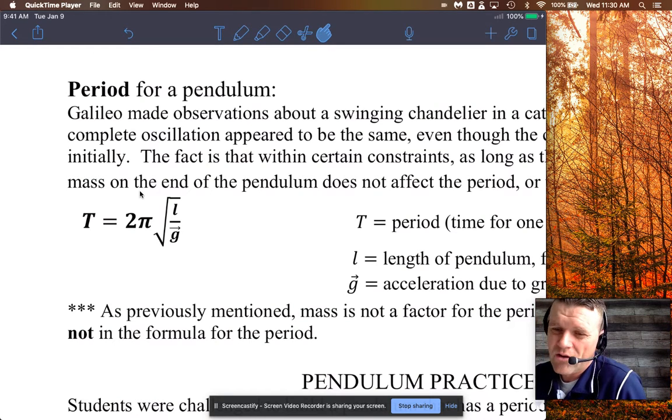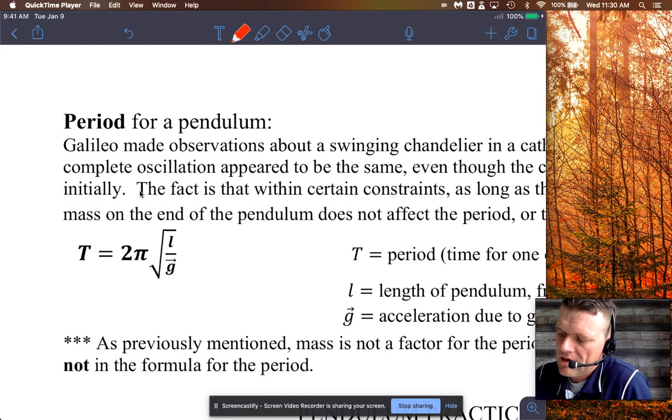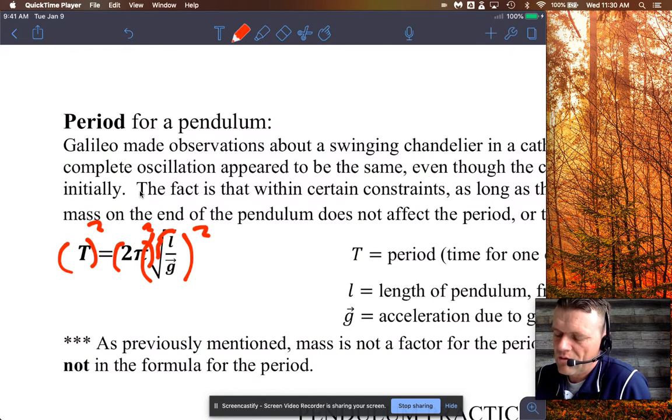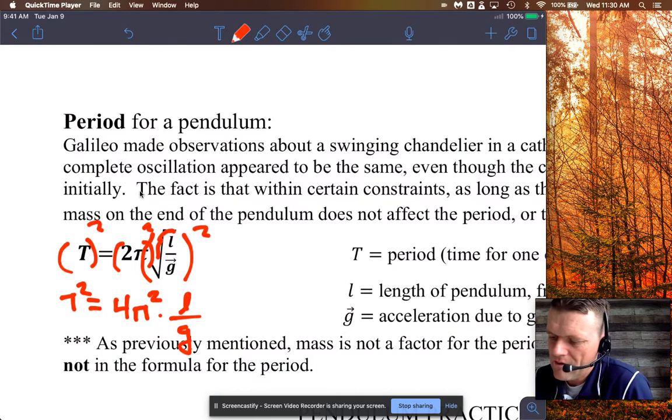Let's solve for G first. The easiest way to isolate G, because you have this square root here, is to square everything in the expression. Square this, and square that. If you square everything, you get rid of the square root, and you're left with T squared equals 2 squared, which is 4, pi squared is just pi squared, multiplied by L over G. That's a really important first step. If you try to do it another way, you'll violate some math operations and get it wrong.